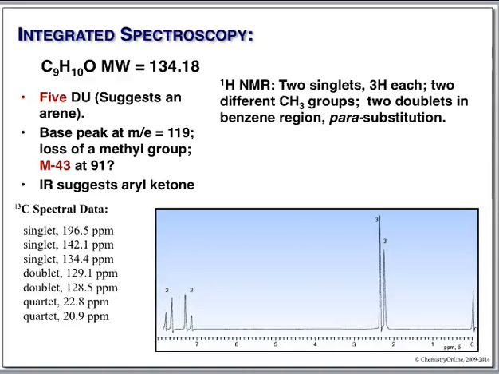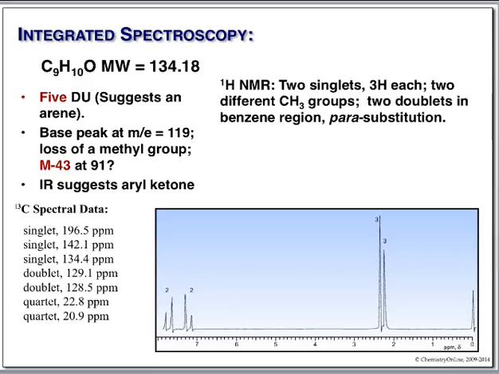That is what you would get for para-disubstitution. Each singlet is from the opposite ends of the molecule, and these 2 doublets are the CHs in the middle.